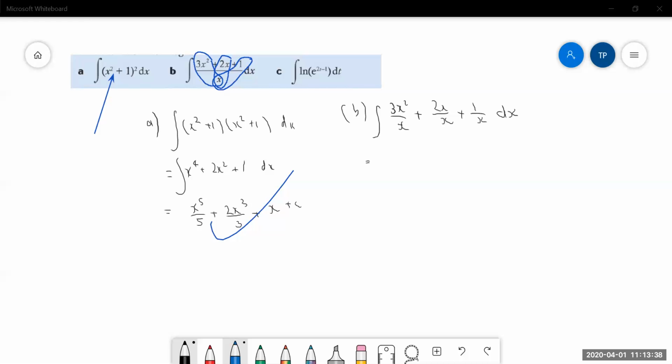Oh, how do you do this? So you do 3x squared over x. Simplify it. What is 3x squared over x? Oh, it's just 3x. Yes. Okay, plus 2. This thing keeps lagging, so I don't know what I'm writing.